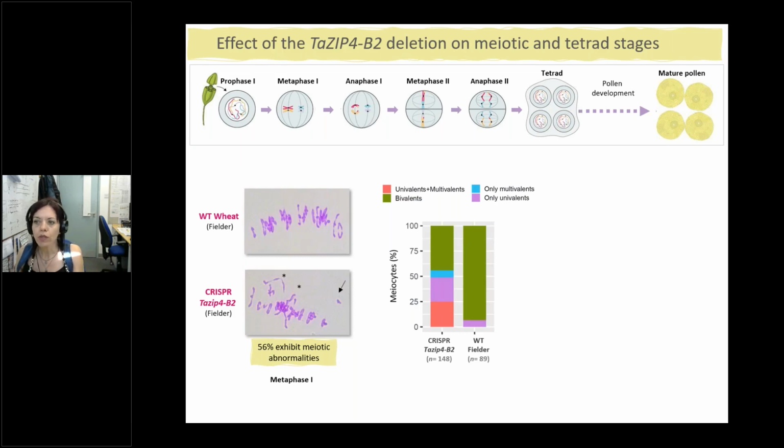To do it, we used the CRISPR ZIP4 mutant that we had generated. In this mutant, as in the Ph1b, 56% of the meiocytes present univalents or multivalents at metaphase I. So the idea was to follow the progression of meiosis until the formation of the mature pollen grain to check the direct effect of ZIP4 in pollen formation and fertility.